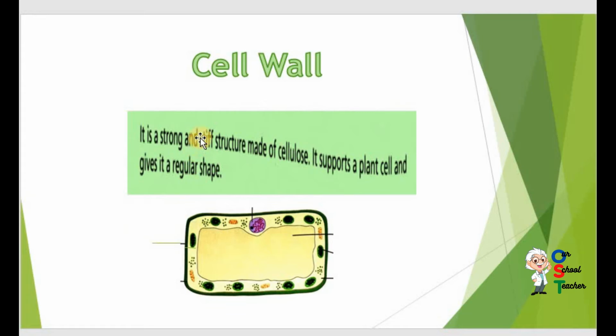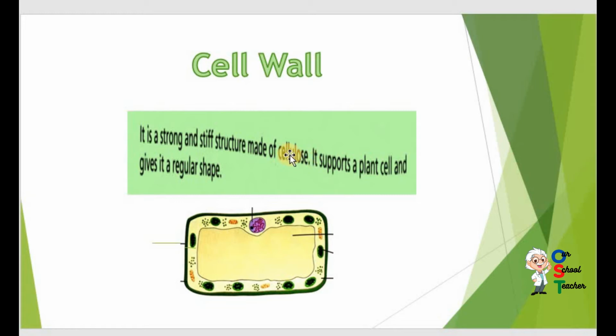Okay. Cell wall. As you can see from the name, cell wall, it gives stiffness and rigidity to the plant. It is a strong and stiff structure made up of cellulose. It supports a plant cell and gives it a regular shape. You can see plants are on the ground, on the soil, and they have a particular shape, and this is because of cellulose.